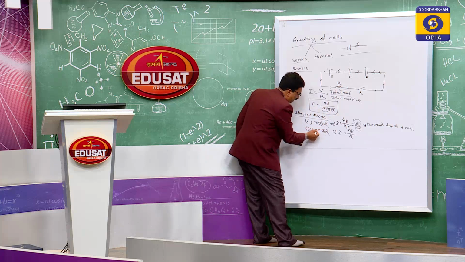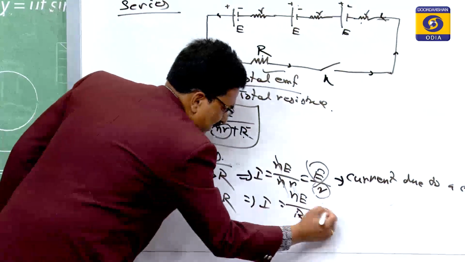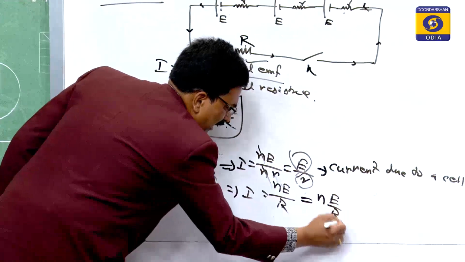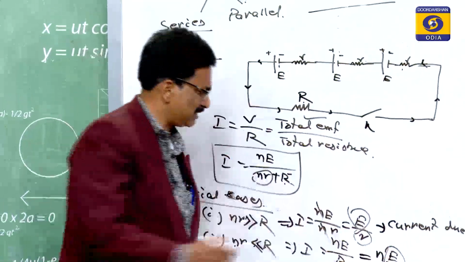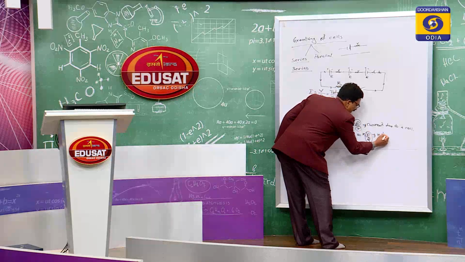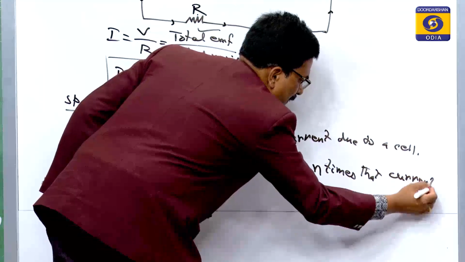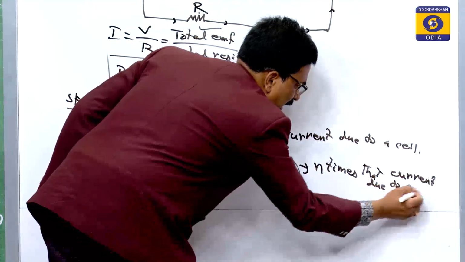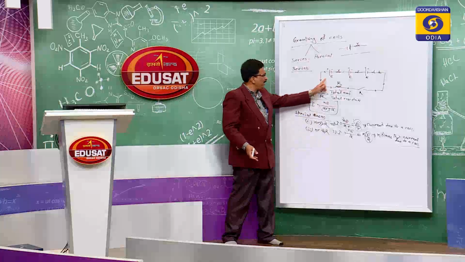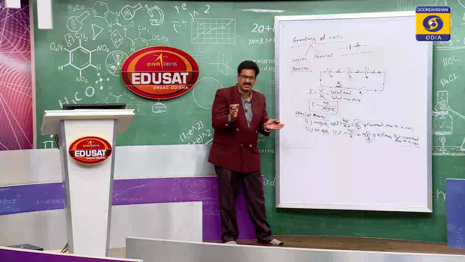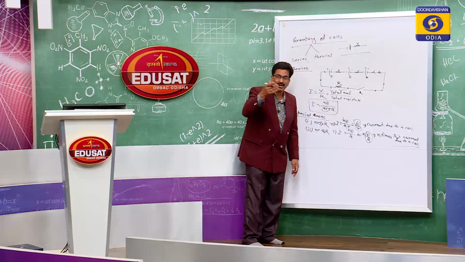So if R is much greater than nr, then we say that this current I equals nE by R, that is n times E by R. n is the number, E means the EMF, R means the resistance. So that equals n times the current due to a cell. If you have a grouping of resistors in series and they are taken in different ways, then the currents will vary.